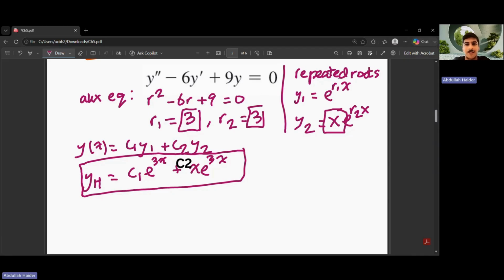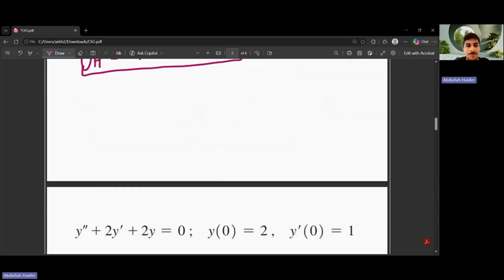So always remember that whenever you have repeated roots from the auxiliary equation, 3, 3, which is repeated, for the second solution, you always have to include an x over here. It's mandatory and it's not avoidable. So c1 e power 3x was our r1, and y2 will be our x e power r2x. This is very important. That's it for this question.